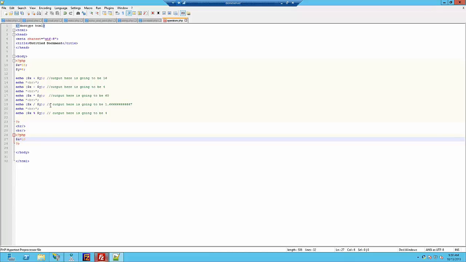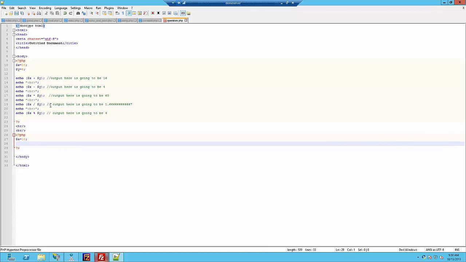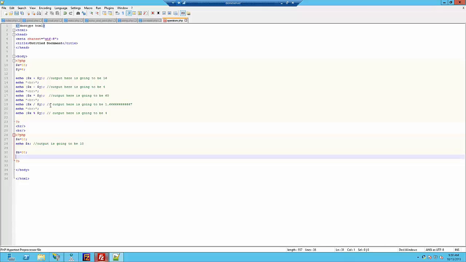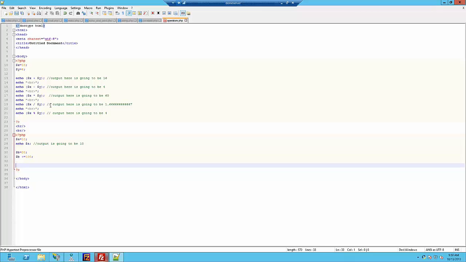$A equals 10. Okay, now I'm going to say echo $A. Fair enough. Now let's just write here, output is going to be 10, right? So then we go, okay, well, $B equals 20. Okay, so now we're gonna go, okay, well, $B plus equals 100. Okay, so in essence, that's gonna be echo $B.